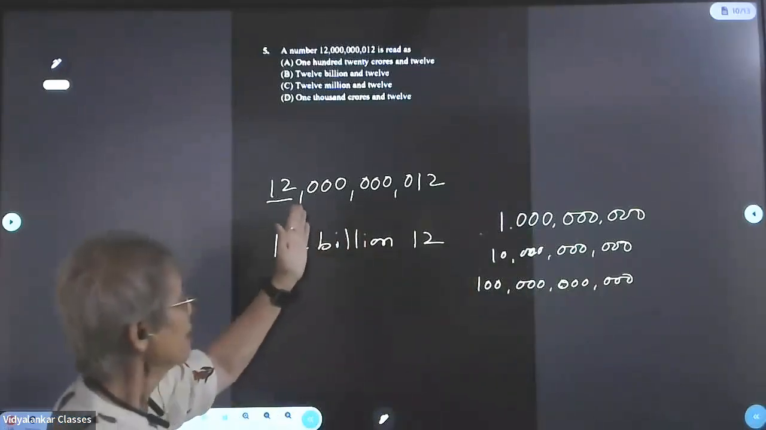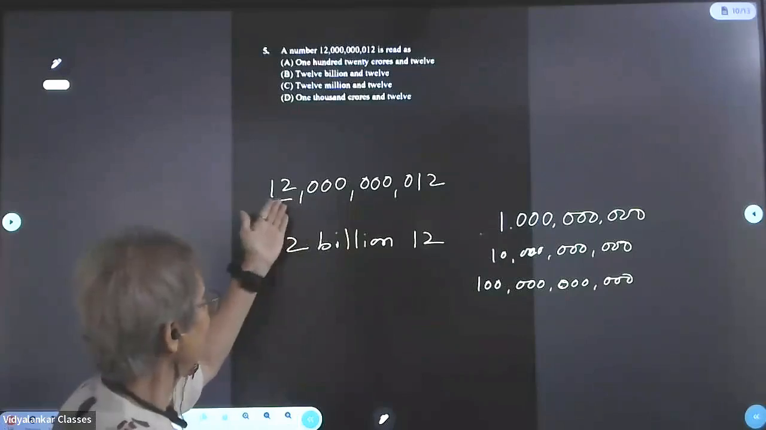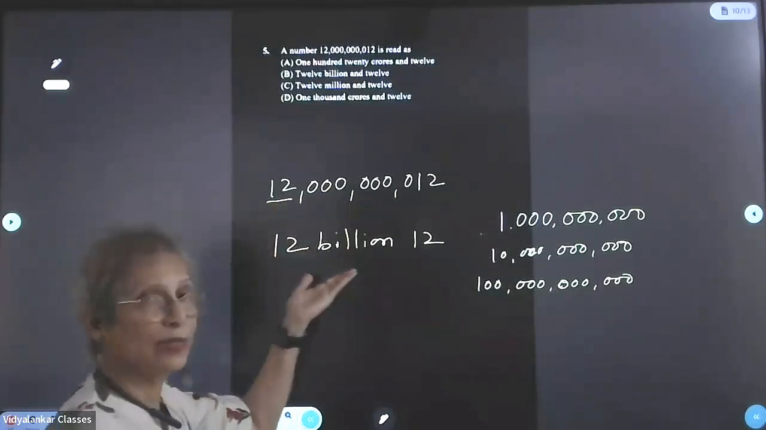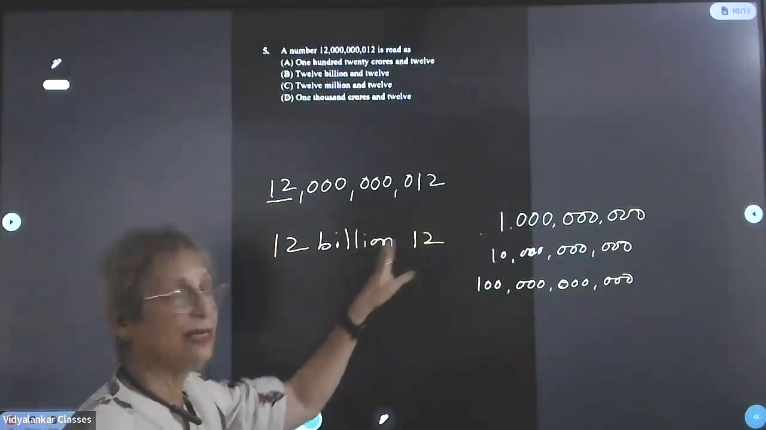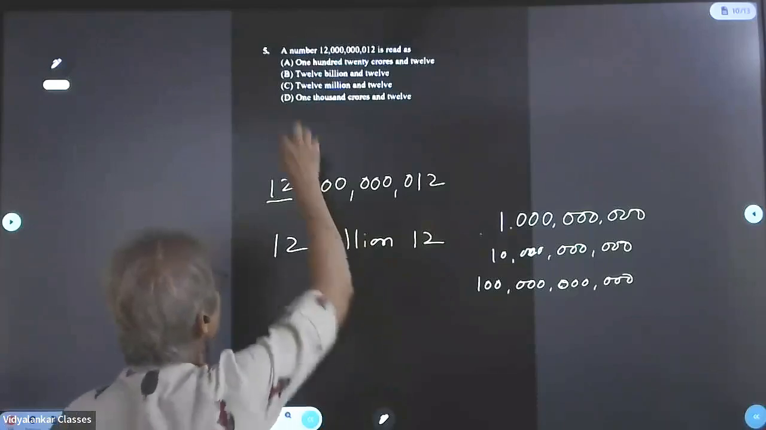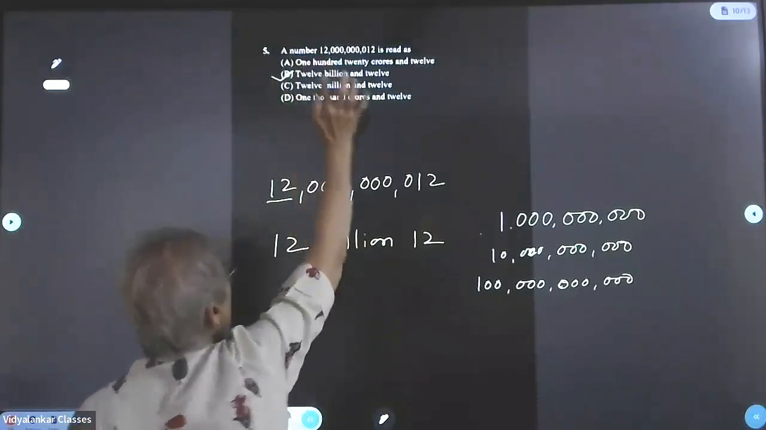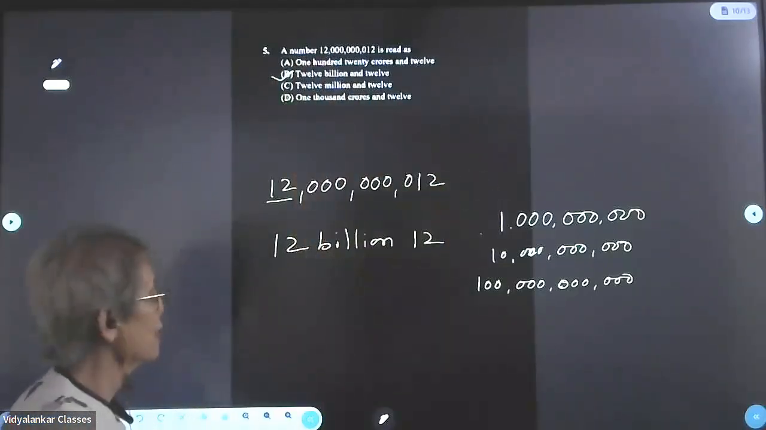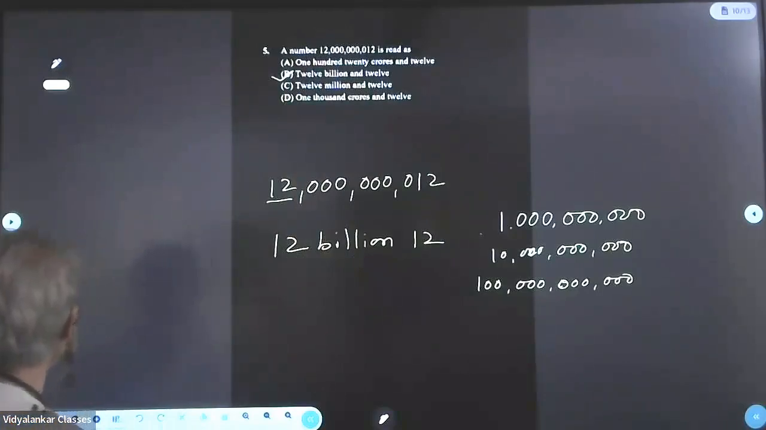And because this is 9, 10, 11 digits, so this is again billion. And the last two digits are 12. So it is 12 billion 12. And here our answer is again B. Let us move to the next question.